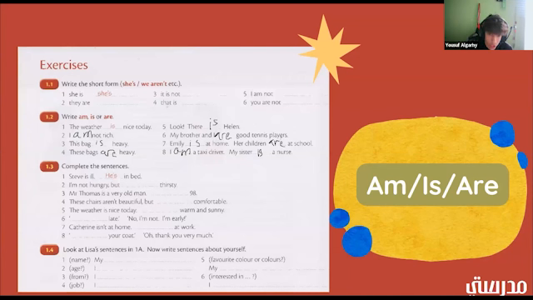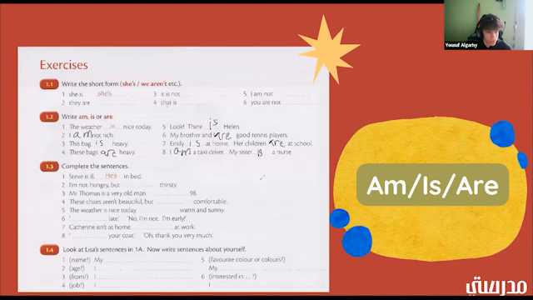So, for example, for number 7, Emily is at home. Emily is one person, okay? So we would use is because it is one person. Her children are at school. Her children are multiple people. We don't know how many, but it doesn't really matter. All we know is that it's multiple people. So if it's multiple people, we would use are, okay? So Emily is at home. Her children are at school. Because Emily is one person, we use is. Because her children are more than one people, we use are.